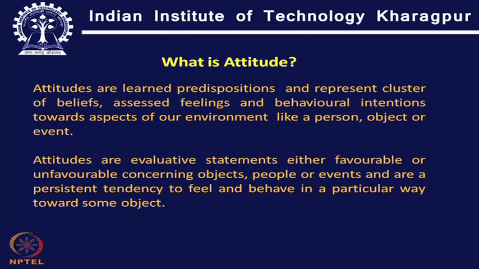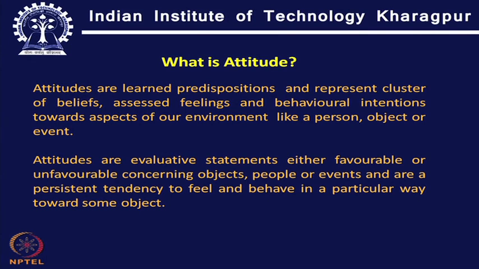What is an attitude? Attitudes are learned predispositions and represent a cluster of beliefs, assessed feelings and behavioral intentions towards aspects like a person, object or an event. So, if you just go through this definition, what is an attitude? First, attitude is a learned predisposition and it represents a cluster, a conglomerate of beliefs, feelings and behavioral intentions. And so it consists of both cognitive and affective parts.